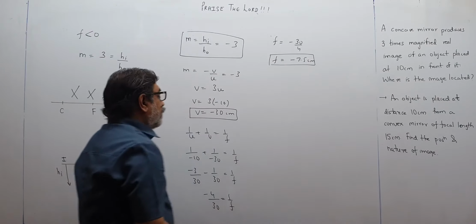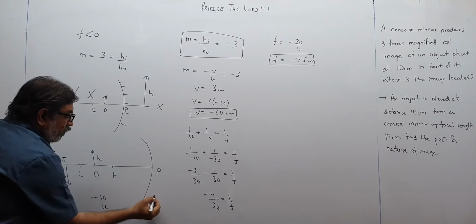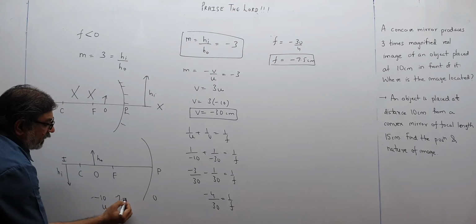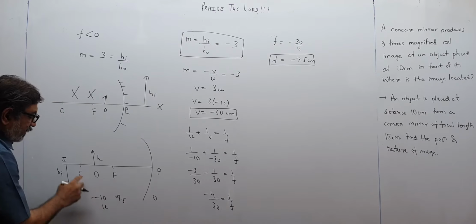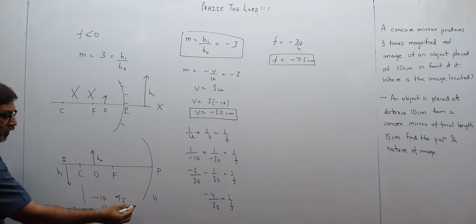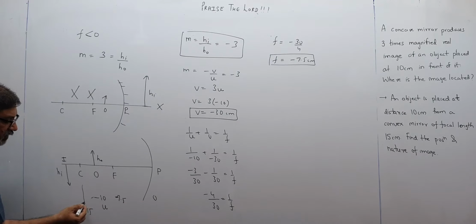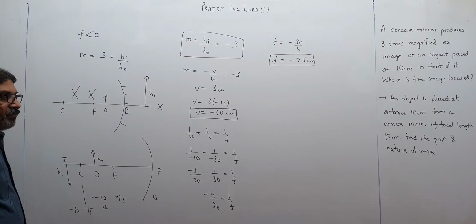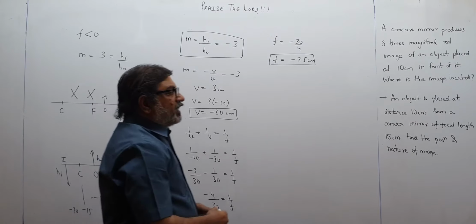Let's check. So this is 0 point. This is minus 7.5, minus 10. This will be minus 15, and this is minus 30. So 0, minus 7.5, minus 10, minus 15, minus 30. Number line going like this. So focal length is how much? Minus 7.5.